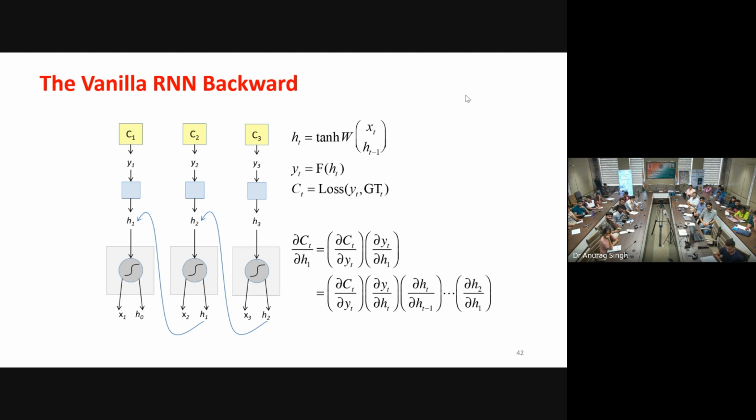So it is a multiplication of many terms. And if each one of these terms is very small, let's say of order 0.1, and there are such 10 multiplications, so 0.1 into 0.1 into 0.1 into 0.1, what will you get? 10 to the minus 10. And this 10 to the minus 10 is as good as 0. So this is also going to give a problem of vanishing gradient.